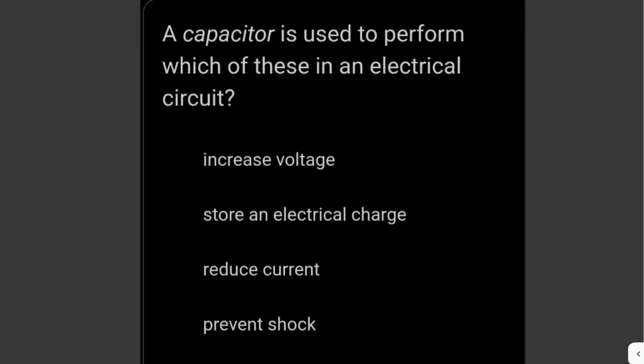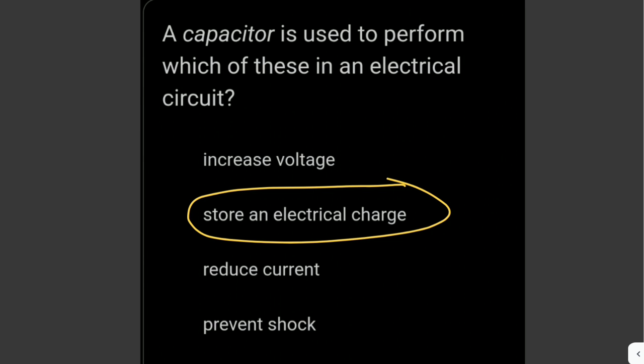A capacitor is used to perform which of these in an electrical circuit? Increase voltage, store an electrical charge, reduce current, or prevent shock. So the answer here is store an electrical charge. So a capacitor in the most basic form is two electrical conductors separated by an insulator. When a charge passes through the conductors, the positive charge is stored in one conductor and the negative in another. This causes the charge to be temporarily stored electrostatically.